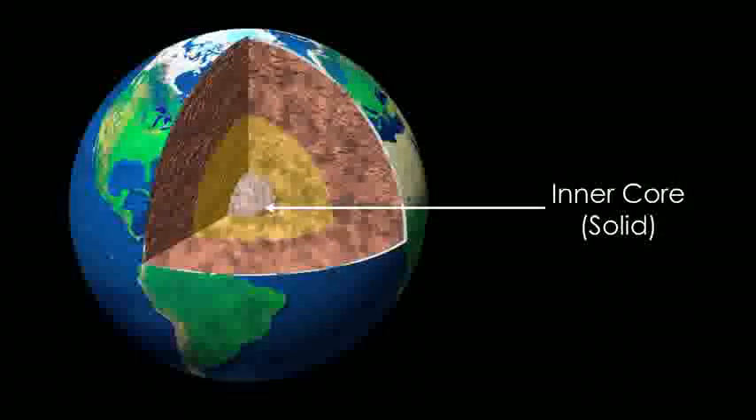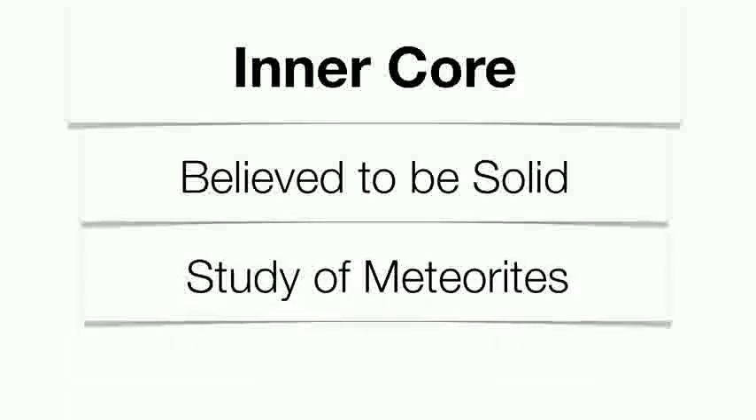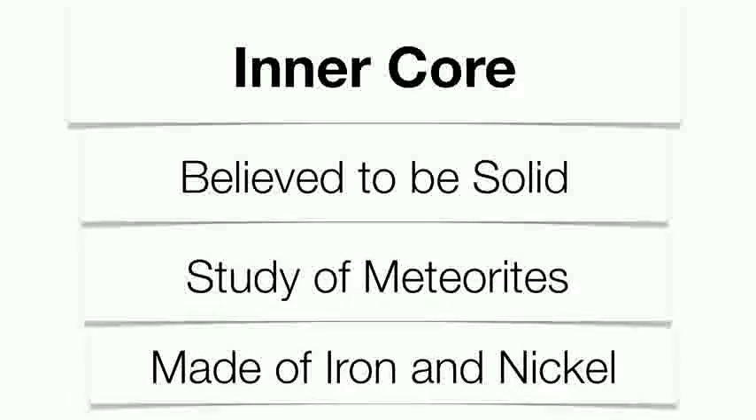You go a little bit deeper into the planet, you get to the inner core. Now, the inner core is believed to be solid, very simply because the pressure is so immense at the center of our planet, it just will not allow the molecules to go from solid to liquid, will not allow it to melt. So the inner core is strictly solid. Again, through the study of meteorites, we believe instead of being liquid iron and nickel like the outer core, it's solid iron and nickel. So those are your basic layers within our planet.